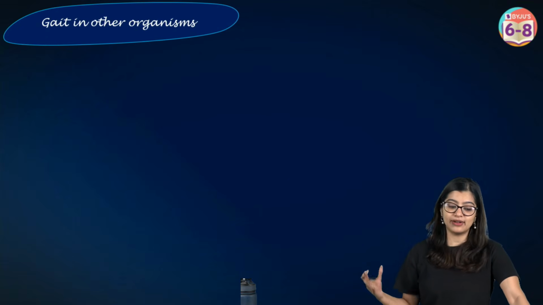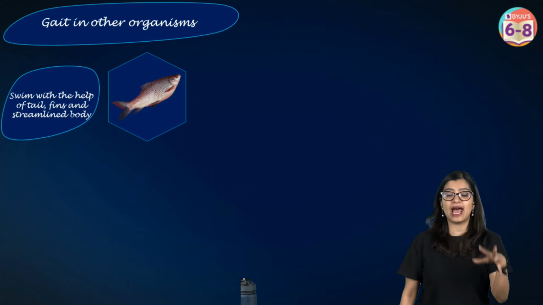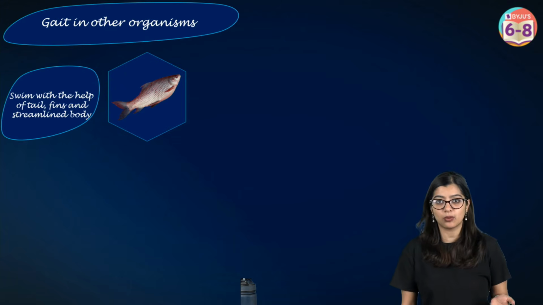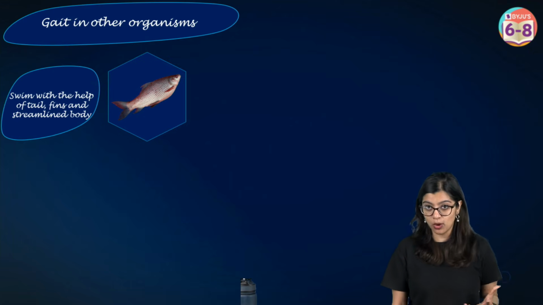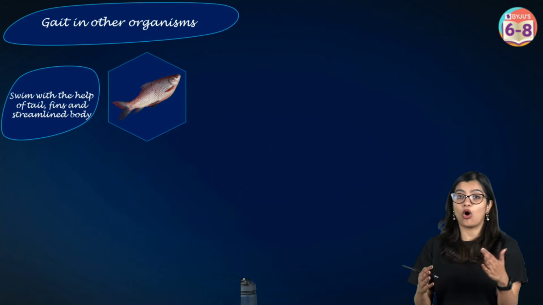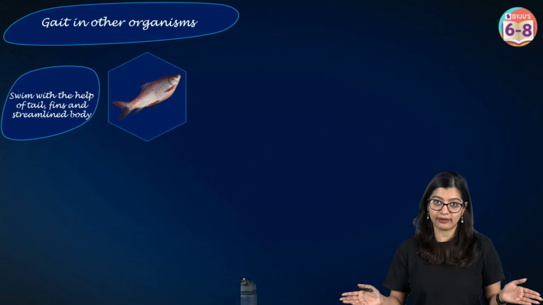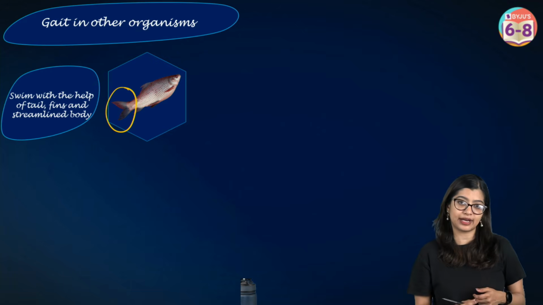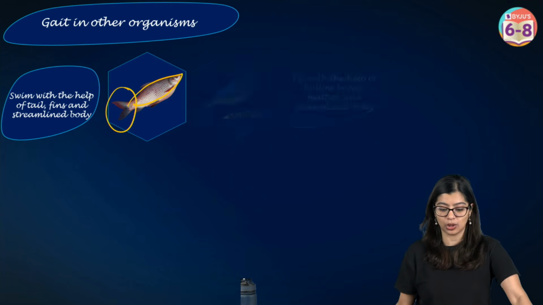Now next up, let's have a look at gait in other animals. It is not that every animal moves the same way as we do. If you look at fishes, they are found underwater. Now what helps the fish move? Of course we know that fishes do have bones, but they also have structures called fins present on their body that move back and forth like a fan. Along with that, they have a tail that keeps moving and changing the direction, and a streamlined body that helps them cut through the water.